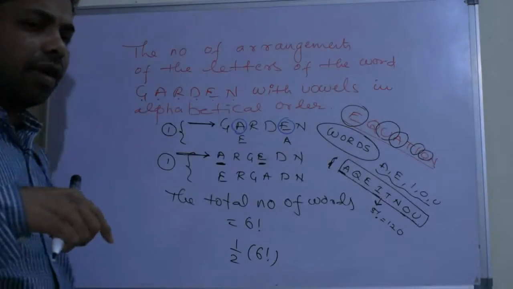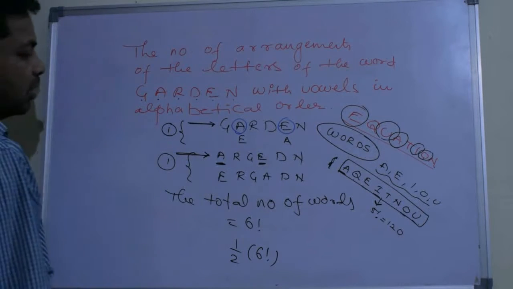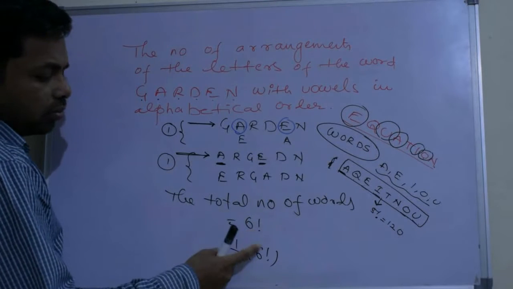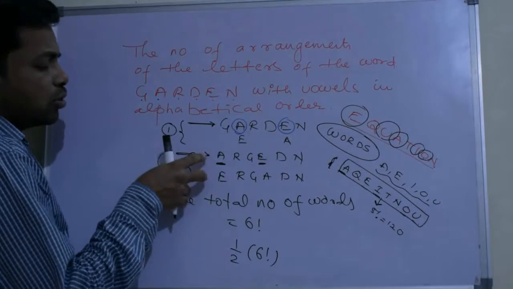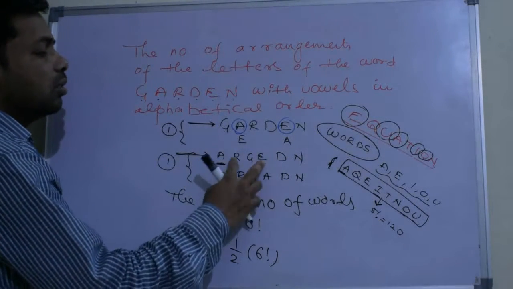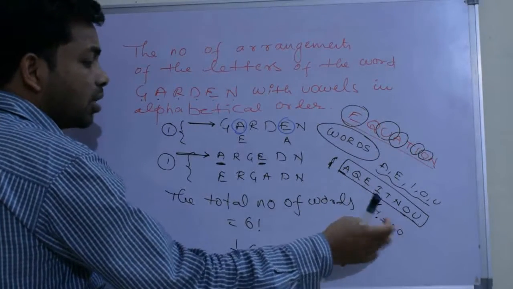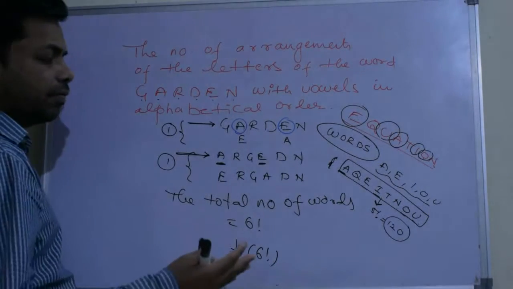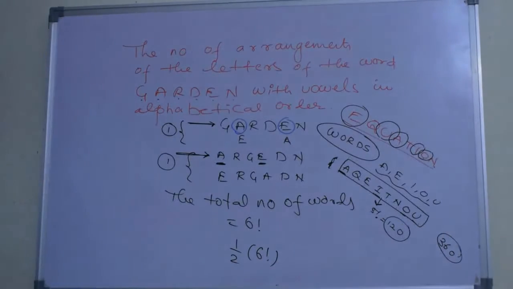But out of those 5 factorial words, how many words do you have to count? Only one word you have to count. So what is the meaning of this? Here, total number of words is 6 factorial. Why did I make it half? Because each word corresponds to 2 words by interchanging the vowels. But here, each word in which vowels are in alphabetical order corresponds to 120 words. So for example, suppose the total number of words is 360.